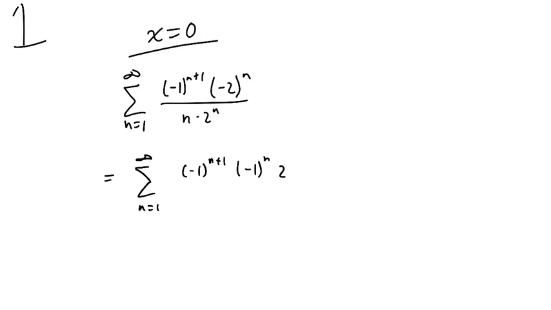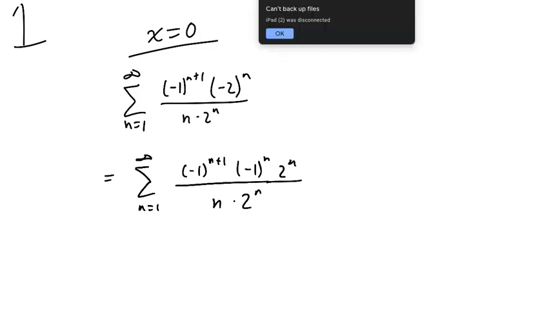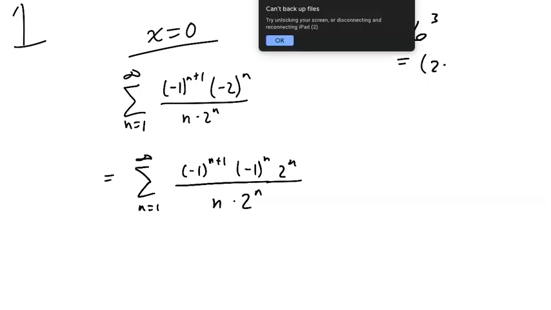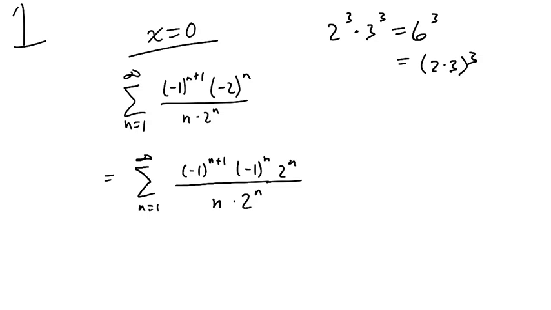Right, I can split up the bases like that. And if you're like, whoa, whoa, whoa, no you can't, you're pulling some magic. If I did 2 to the third times 3 to the third, that is the same thing as 6 to the third because 6 is 2 times 3. Right, so that is all the same. So I can do that.